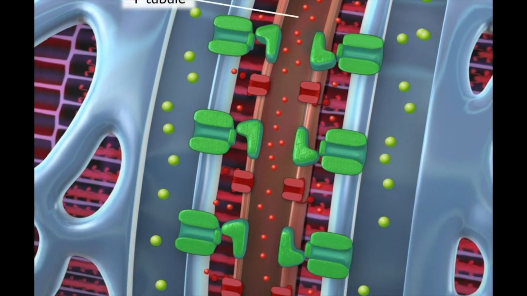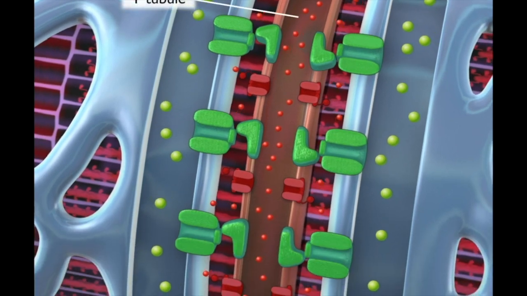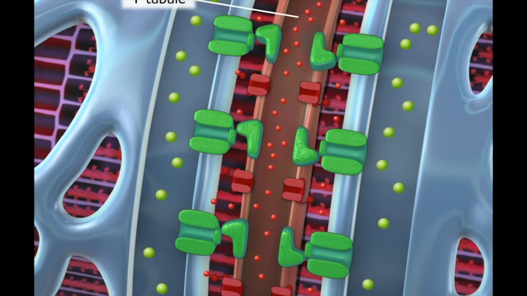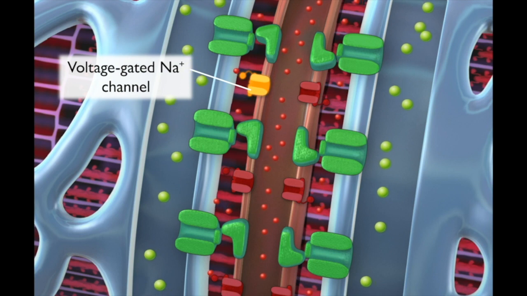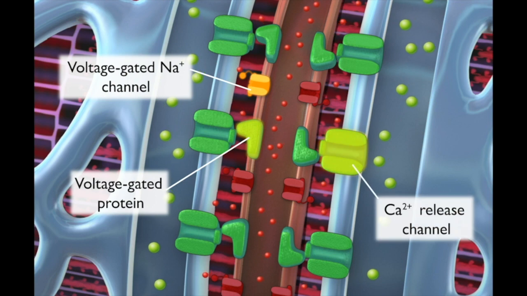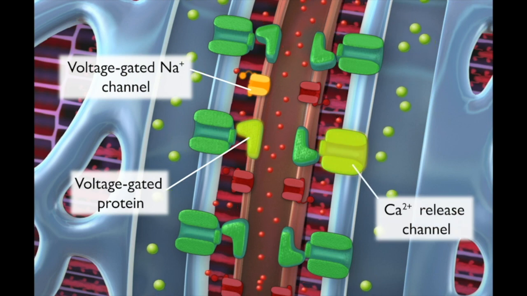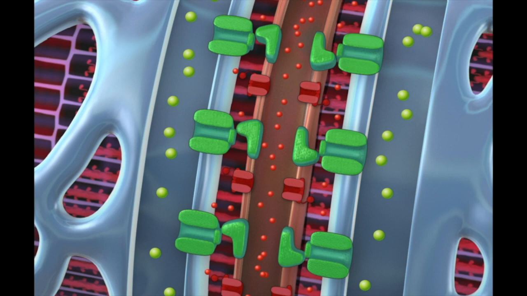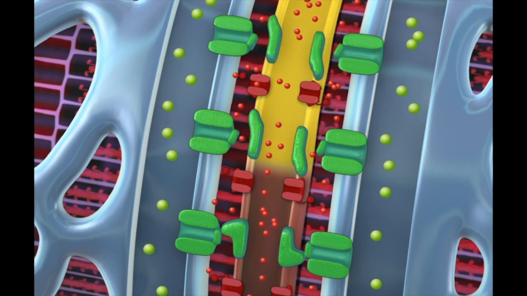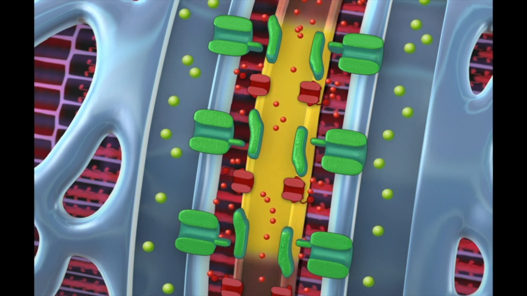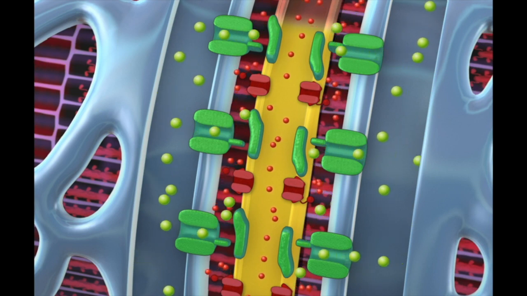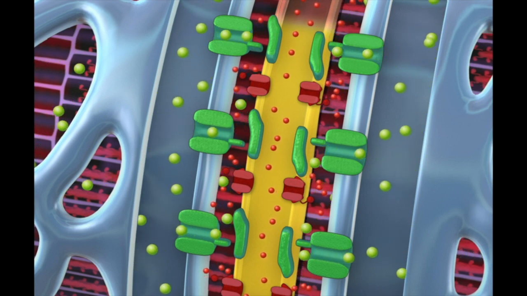Now let's see how the action potential on the T-tubules stimulates calcium release from the sarcoplasmic reticulum. In addition to voltage-gated sodium channels, the T-tubule membrane has voltage-gated proteins that interact with calcium release channels in the membrane of the terminal cisterns. These voltage-gated proteins respond to depolarization by changing shape, opening the calcium release channels. Calcium ions rapidly diffuse out of the terminal cisterns through the open channels and flood the sarcoplasm of the muscle fiber.